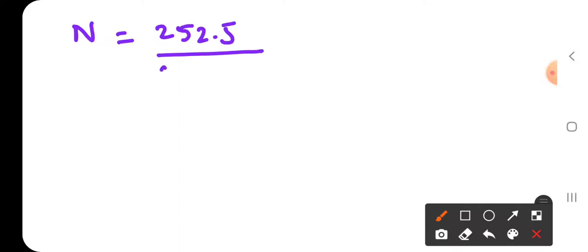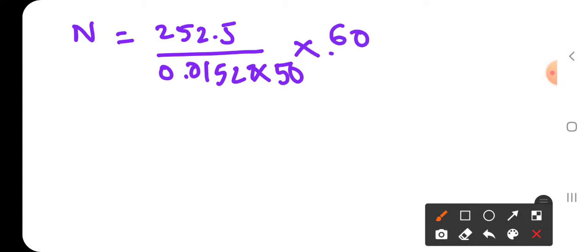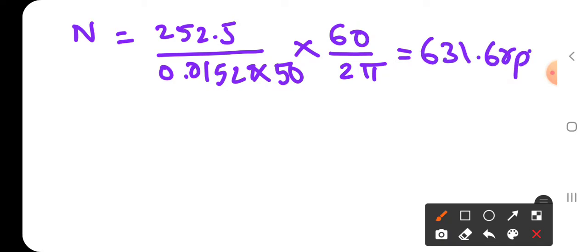Omega is equal to... directly I will calculate the N. N is equal to 252.5 over 0.01527 into 250, times 60 by 2 pi. This is equal to 631.6 rpm.